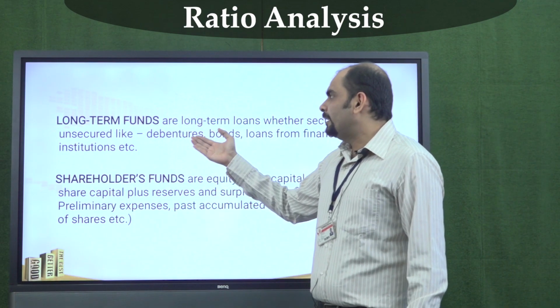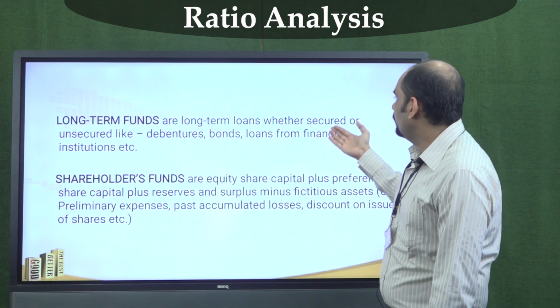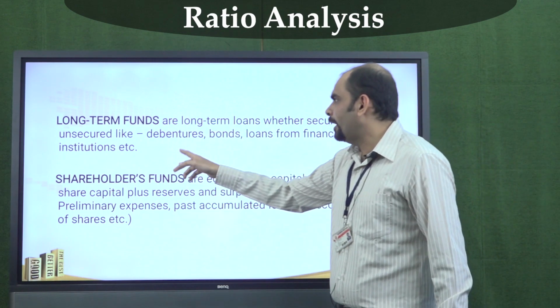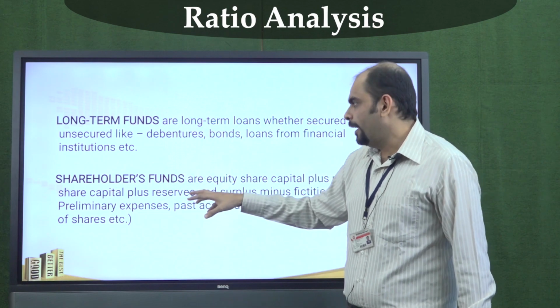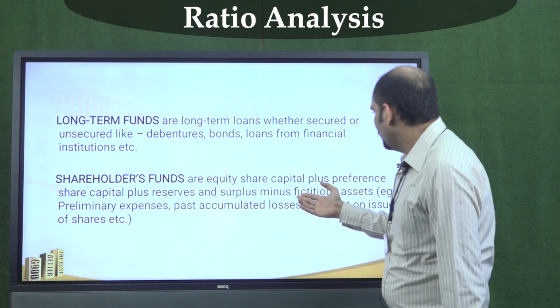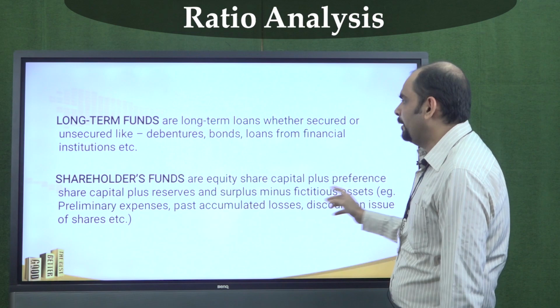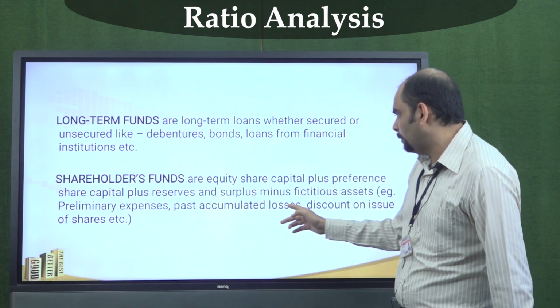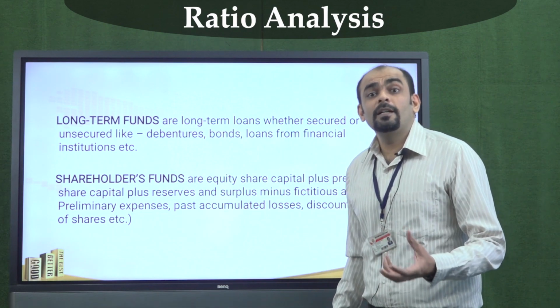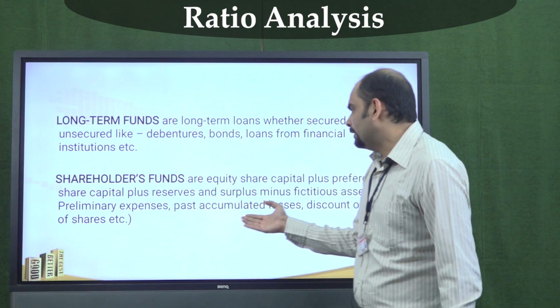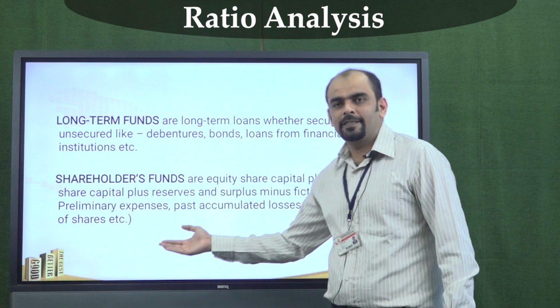Long-term funds here mean long-term loans, whether secured or unsecured, like debentures, bonds, loans from financial institutions. And shareholders' funds include equity share capital plus preference share capital plus reserves and surplus minus any fictitious assets, or you can say accumulated losses like preliminary expenses, past accumulated losses, discount on issue of shares, etc.